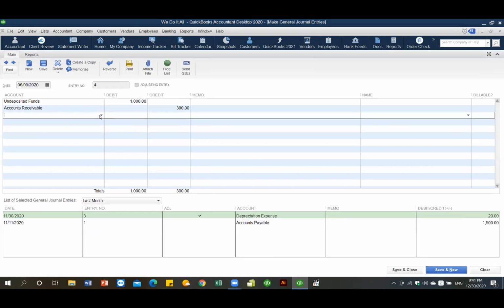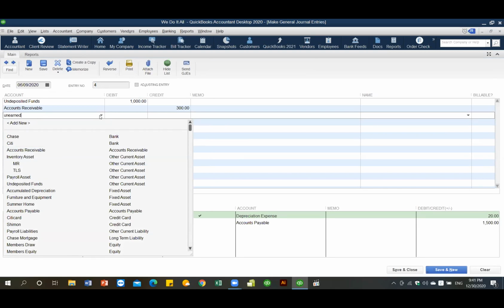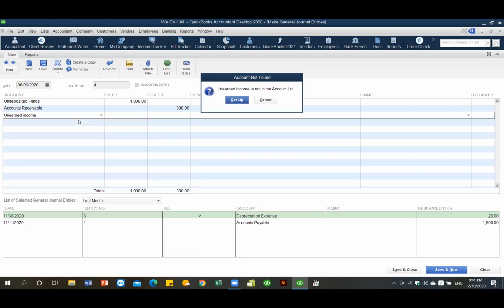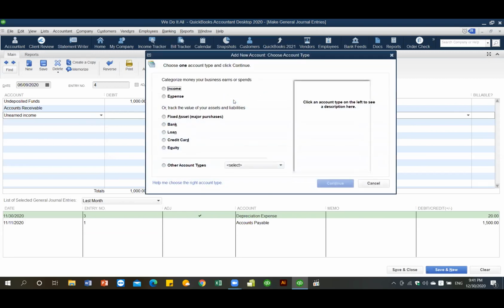Now you put unearned income. Type unearned income. You might want to capitalize the first letters, that's up to you. You press tab, and it's going to ask you to set up an account. Select other current liability from the drop down.